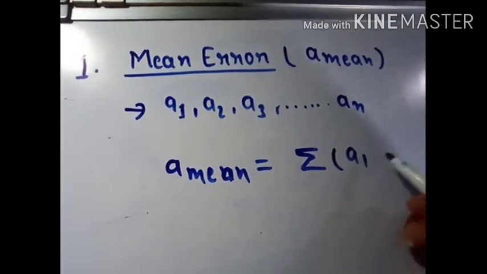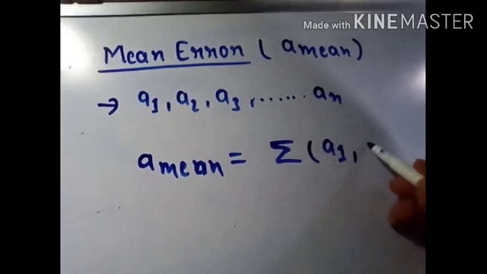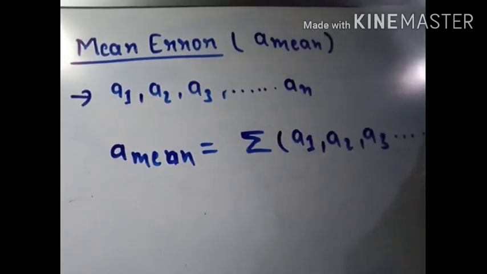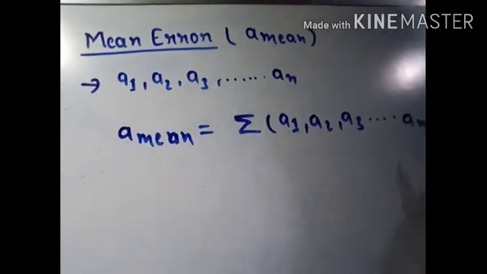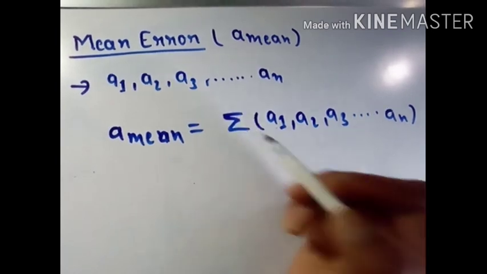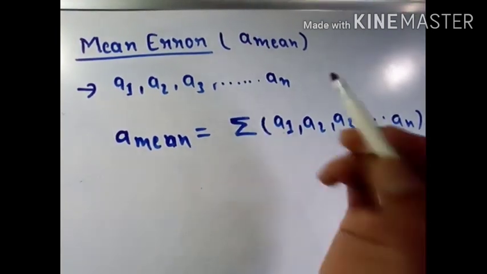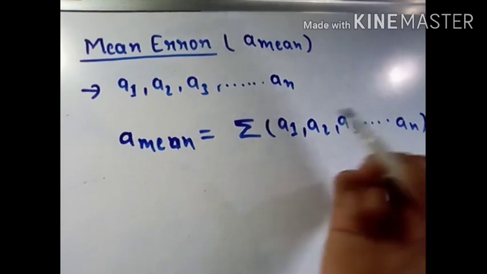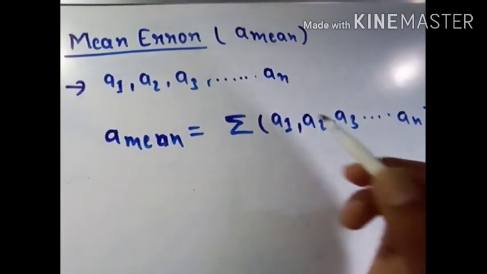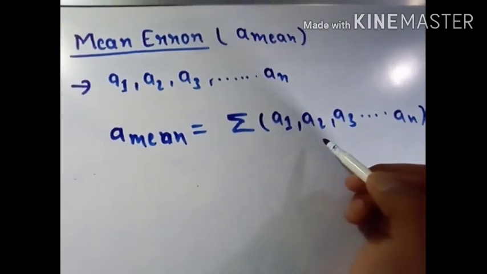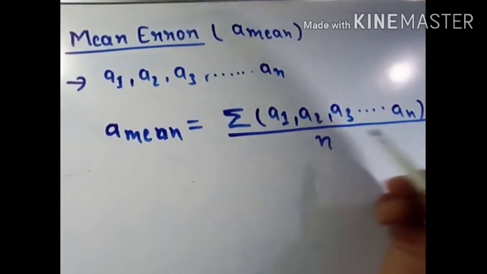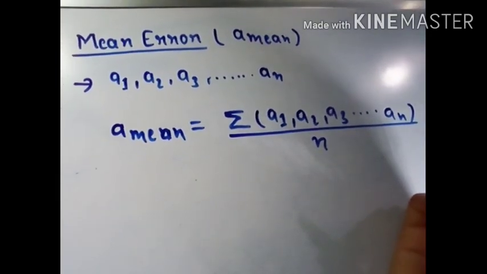So it can be written as A1, A2, A3 and up to AN. Let me make you understand about this operator. This is the sign of summation, and when this operator starts its operation, all the quantities put in the bracket are added. And now they all will be divided by n. This is how we calculate the mean. You know about it well.